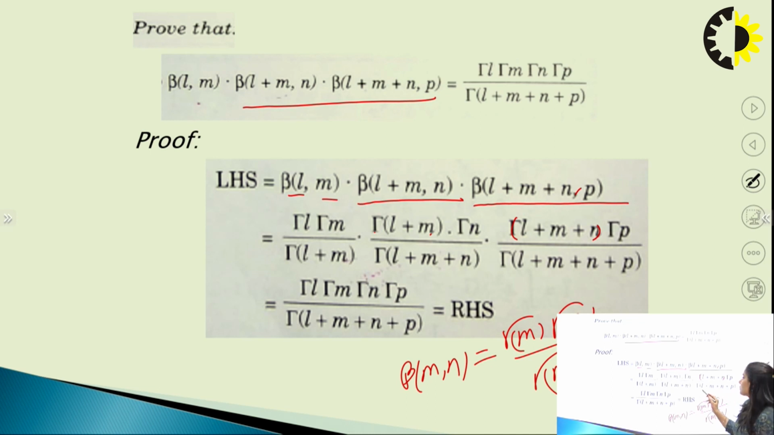Now we will use this property and simplify. This term is cancelled and this term is also cancelled. So we get gamma L, gamma M, gamma N, gamma P upon gamma of L plus M plus N plus P. So we have proved the right hand side.